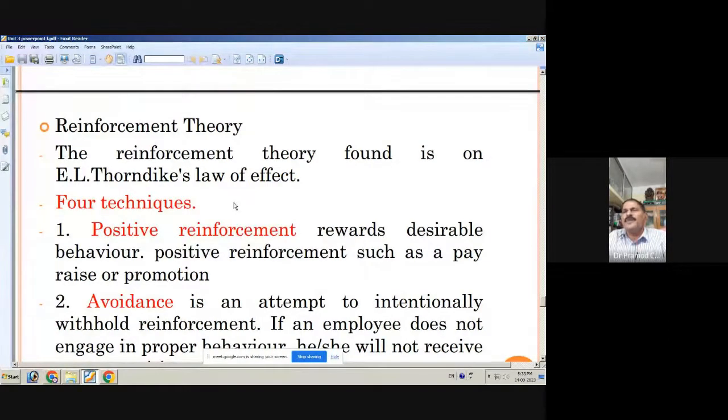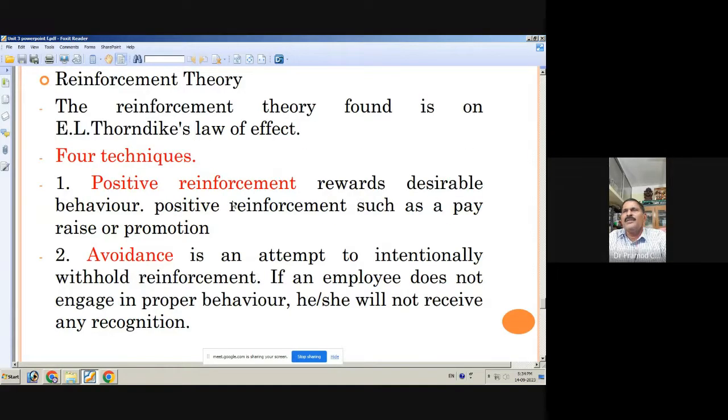So reinforcement is there. Suppose the cat is trying its best and getting the result, actually fish. If it does not get fish, if it gets a plastic fish, then definitely it will never try again and again to achieve success. So when we are learning something, if the result does not give us positive reinforcement, then we cannot do it. So four techniques we have to adopt in reinforcement theory.